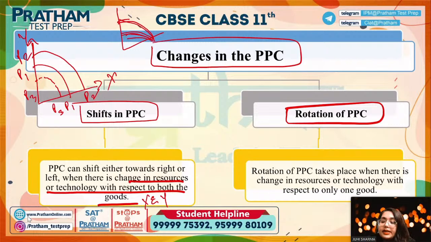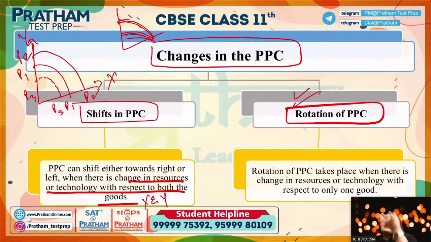ये आपका प्रोडक्शन पॉसिबिलिटी कर्व रोटेट हो गया, this is the other case, right? शिफ्ट क्या होता है? Shift is when the entire production possibility curve is shifting from left to right. ये कब होगा? With respect to both the goods X and Y. जब आपकी इधर टेक्नोलॉजी अच्छी होगी, बेटर होगी, तो राइट की तरफ शिफ्ट करेगा.